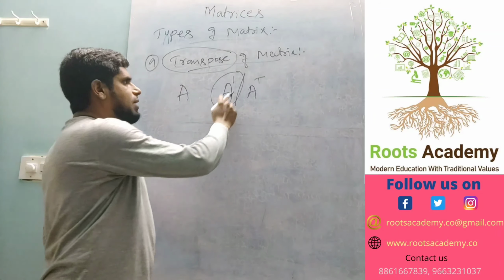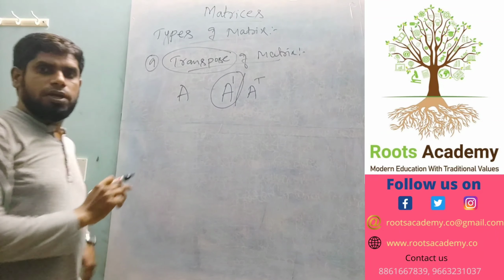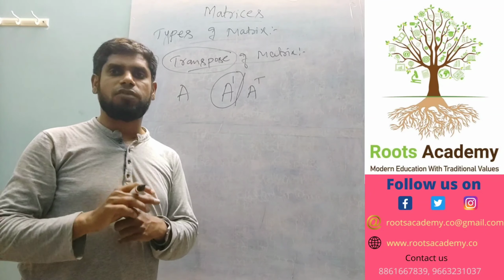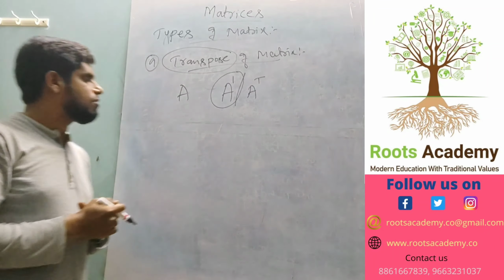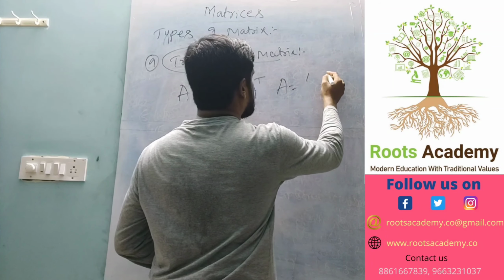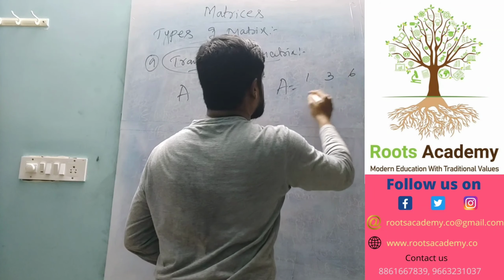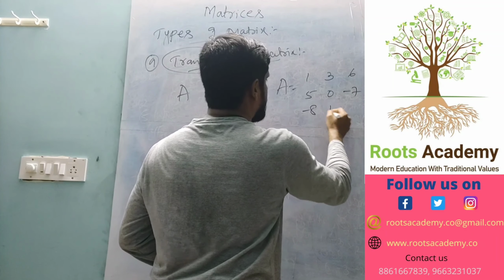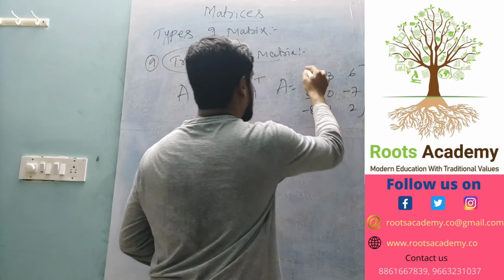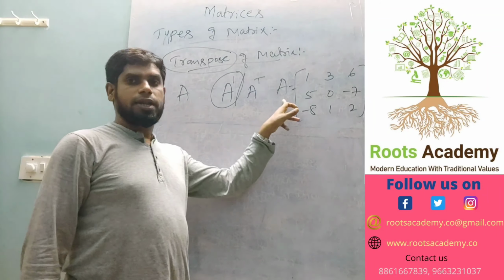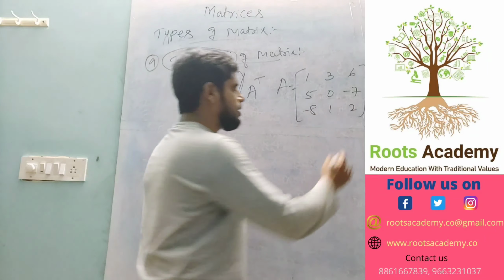So what exactly happens in transpose? In transpose, we interchange the rows and columns of the matrix. For example, I have a matrix 1, 3, 6, 5, 0, minus 7, minus 8, 1, 2. Student, A is a matrix and its order is 3 cross 3.